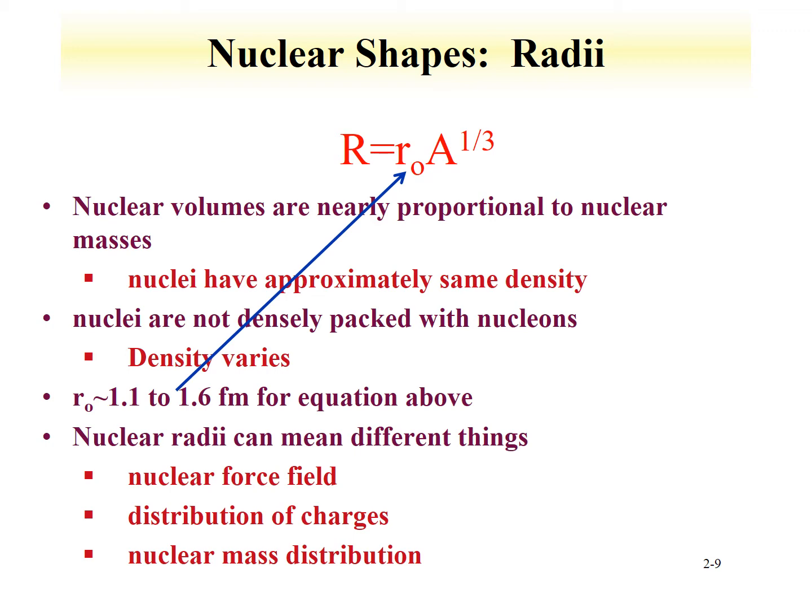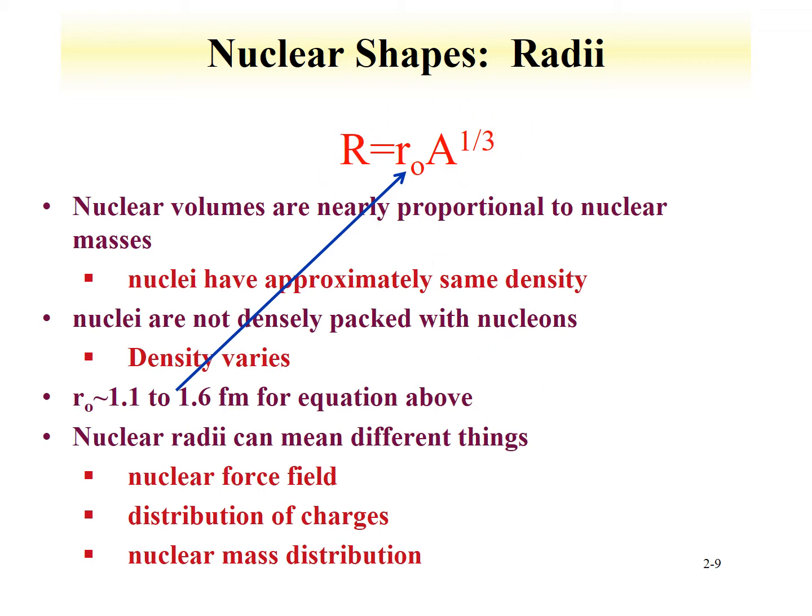What it actually turns out is that nuclei are not densely packed with nucleons, that packing varies, so the density is going to vary. So we have an equation that talks about the radii, and it's pretty simple. There's a constant times A to the 1/3. So as I add more neutrons and protons, the radii is going to increase. But what it increases by, this term R naught, can vary 1.1 to 1.6 femtometers for the equation above. So that variation has to do with the areas and type of isotopes that are examined.